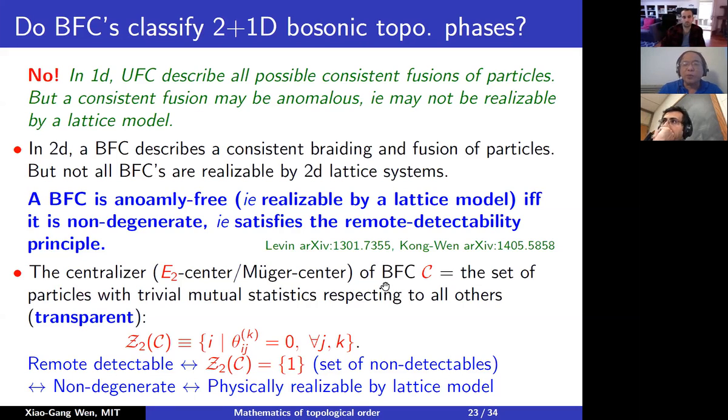Anomaly free really means that the double braiding is non-trivial. The double braiding in the braided fusion category is described by the centralizer, which is the set of excitations that have a trivial braiding with every other excitation. That's called the centralizer or the Müger center. So in order for the braided fusion category to be anomaly free, its Müger center should contain only the trivial excitation. Only the trivial excitation has trivial braiding with everything else. This defines the so-called non-degenerate braided fusion category, meaning the Müger center is trivial. And the non-degenerate braided fusion category is realizable in a lattice model, which is a modular tensor category theory.